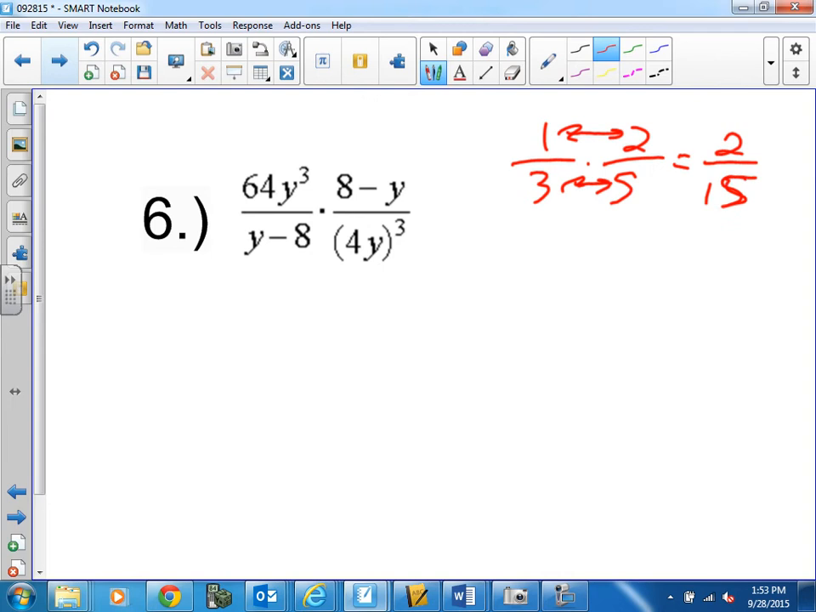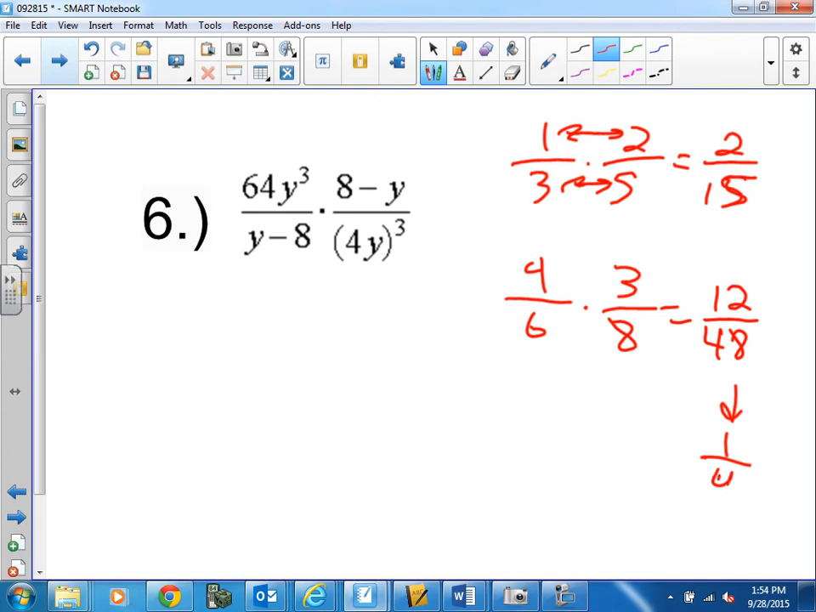All right. What if you did 6 times 3 over, I don't know, 8. Yeah, that would work, 8. Okay, now you could do 12 over 48. You could do that, but now you have to reduce, so this would give you 1/4. You can only cancel the bottom with the top, top with bottom. You cannot cancel both on the top.